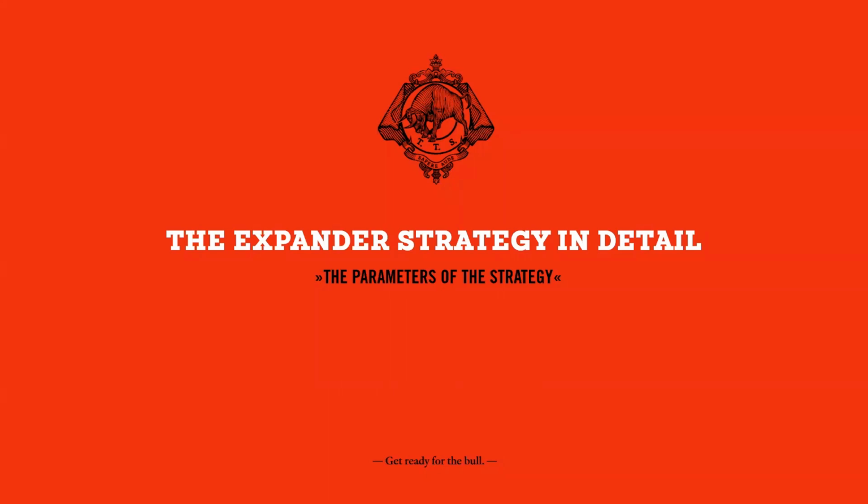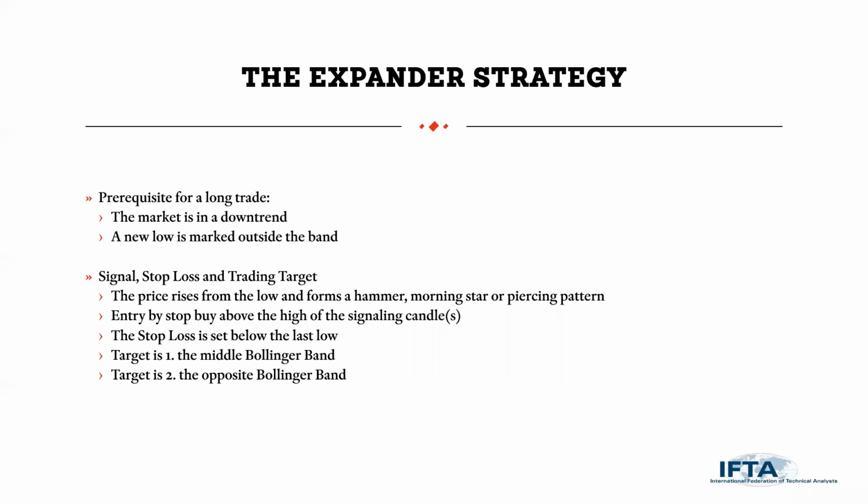We have the parameters of the strategy, just to give you more details on how I like to trade this. The prerequisite for a long trade is that the market has to be in a downtrend, obviously, otherwise it can't reverse, right? A new low is marked outside of the band, and this is also a key element. Price has to go outside, and it's like an expander: you can stretch it, but the moment you have overstretched it and you release it, it will snap back. And that's the idea, right?